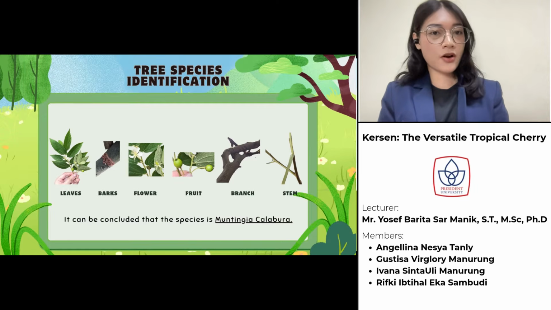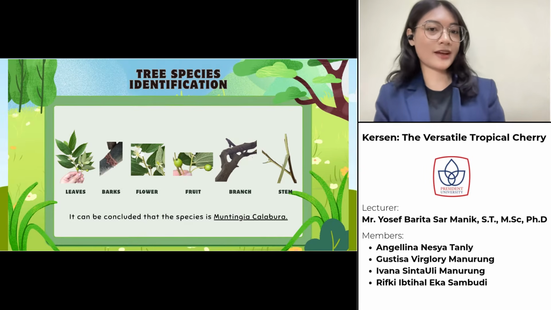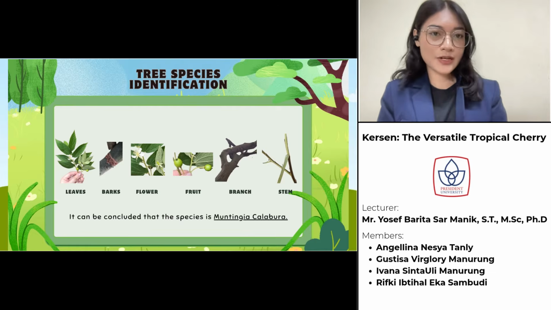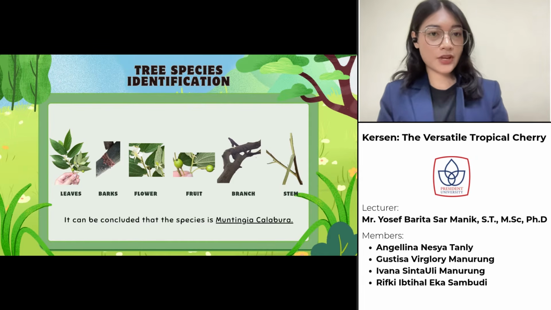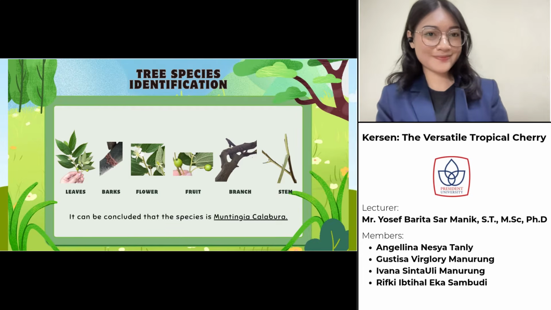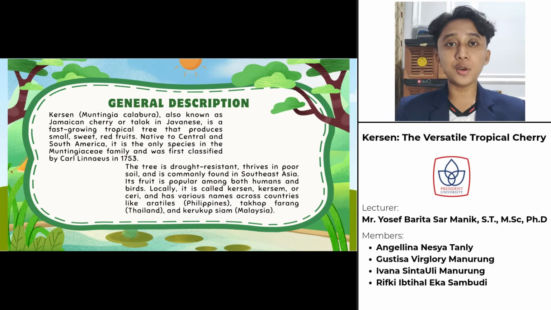So after combining all of these specimens and characteristics, we can conclude that this tree is called Muntingia calabura, also known as Jamaican cherry, Malayan cherry, and Singaporean cherry. Further specification about the parts will be explained in the next several videos. And now we are going to talk about kersen, aka Muntingia calabura or Jamaican cherry.